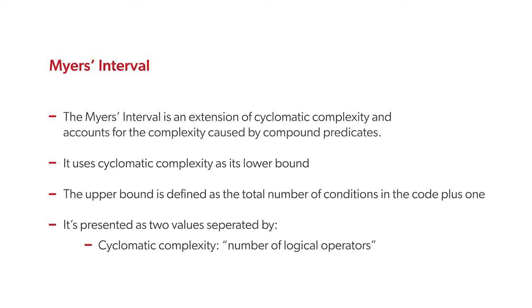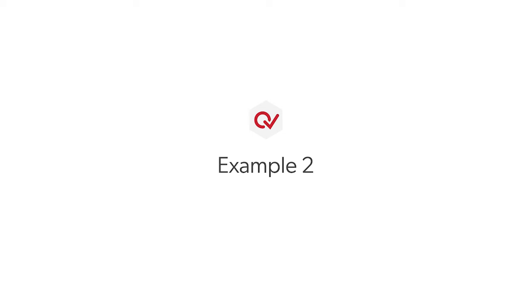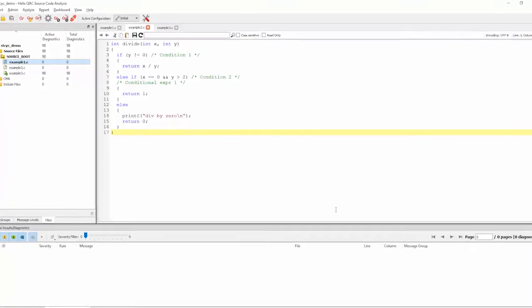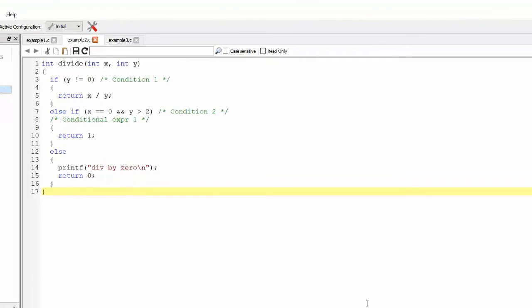To help you better understand how to use the Myers interval, here is another example. Take a moment to review the code. Okay, and here is what you should have come up with. Its cyclomatic complexity is 3, and there is one connective used in the conditions. So its Myers interval cyclomatic complexity is 3:4.